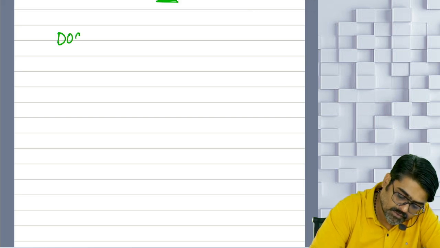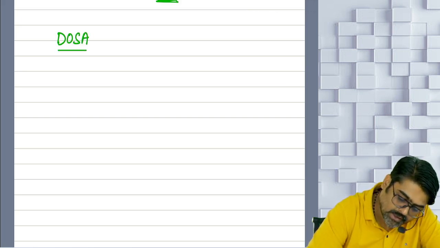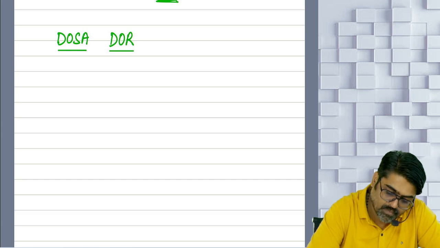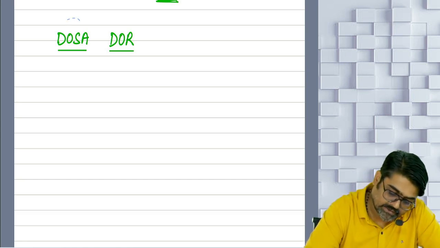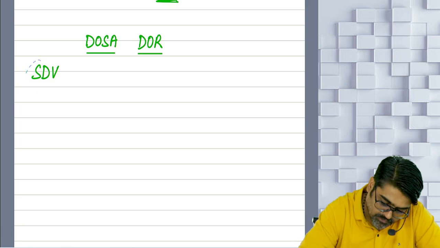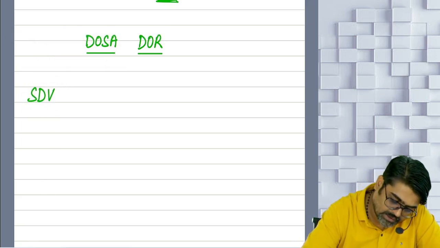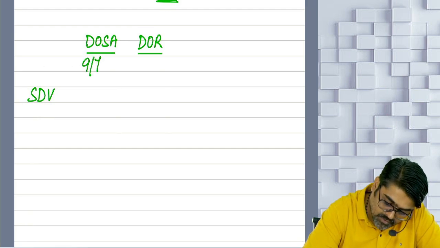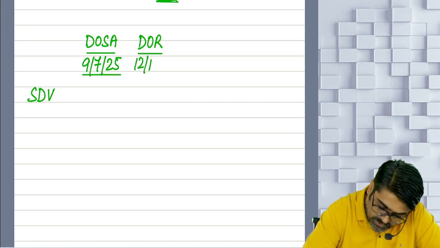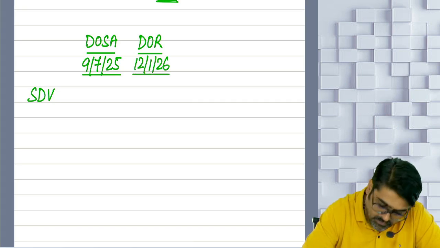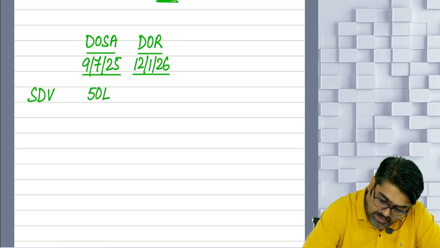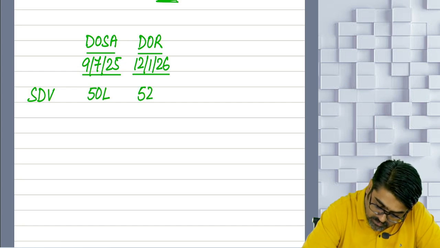So, tell me, I am writing the date of sale agreement, and I am writing the date of registration. On these dates, I am writing the stamp duty value. First of all, I will write the date of sale agreement. What was the date of sale agreement? 9th of July 2025. And what was the date of registration? 12th of January 2026. Done, sir? The stamp duty value here was 50 lakhs and here it was 52 lakhs.